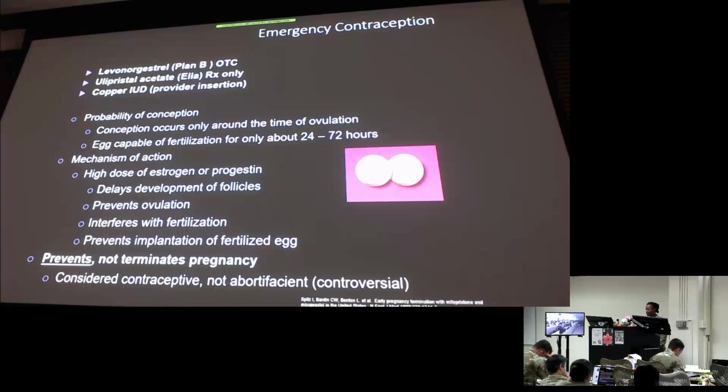Ooh, emergency contraceptives right before the break. So, emergency contraceptives: levonorgestrel, ulipristal acetate, and copper IUD. Emergency contraceptives can be used for several different reasons.